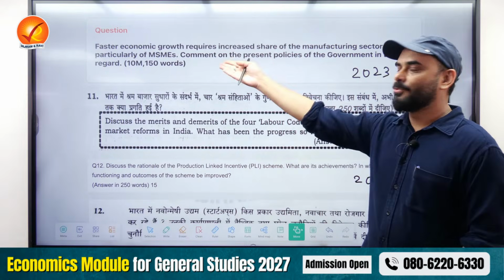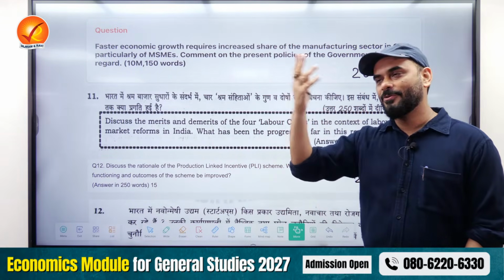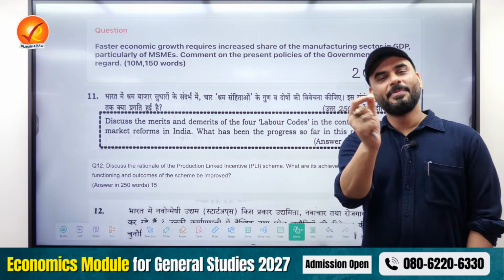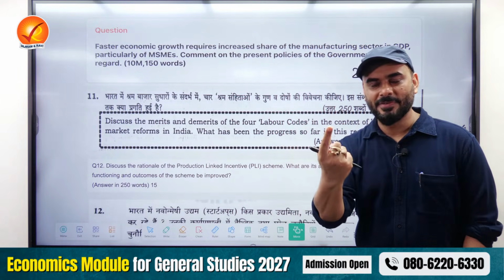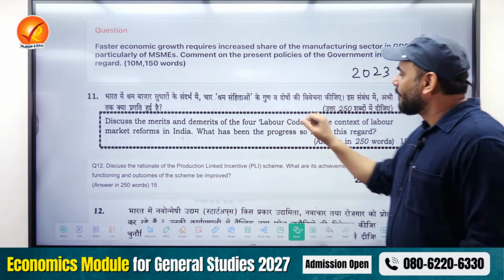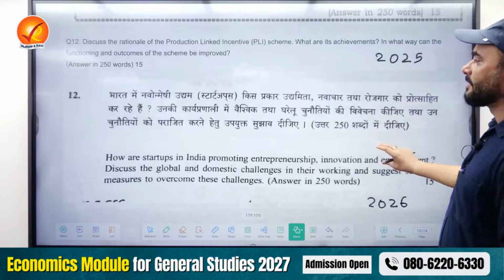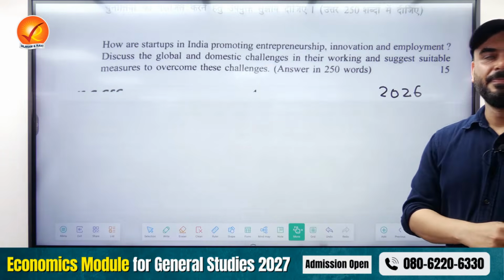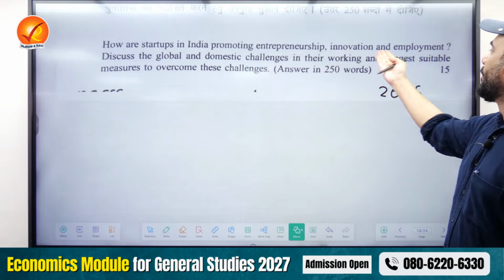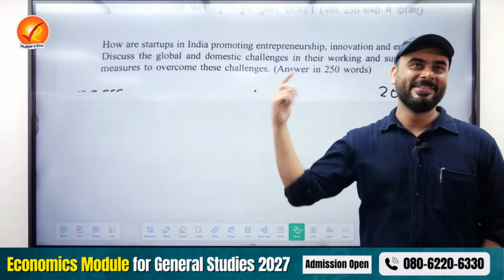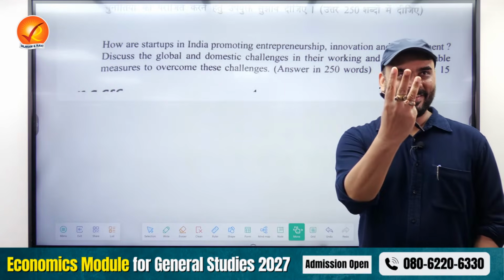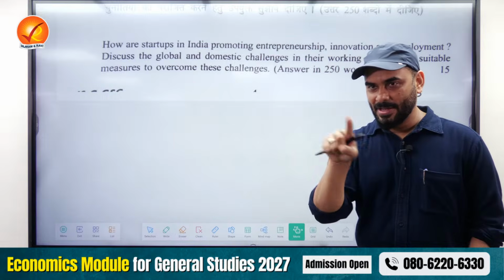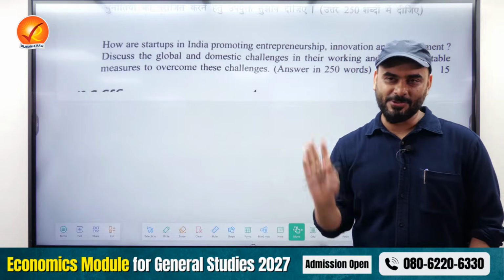So if we were able to predict the question, it doesn't mean that we are God-born with special qualities, nothing like that. It's just that you read in between the lines and try to see what the government is doing. Very simple, keep it simple. Now look at the second question which UPSC has asked. 2026. It says, how are startups in India promoting entrepreneurship, innovation, and employment? There you go. So the 3 things we studied, which are missing in India: manufacturing, MSMEs needing more support, and startups. All the 3 already asked since 2023.